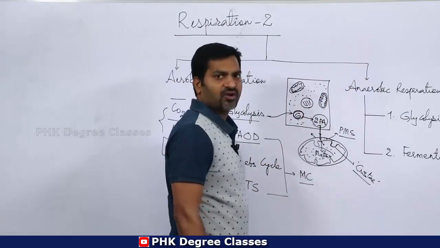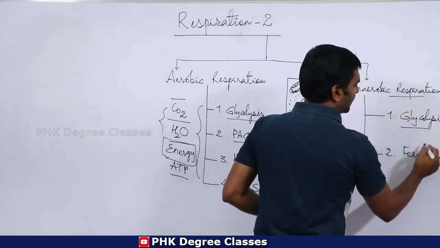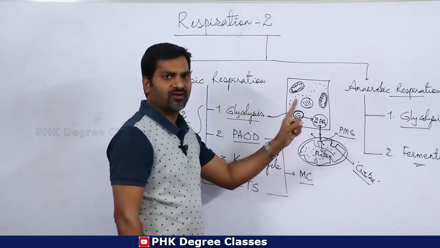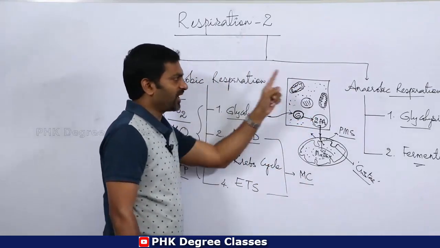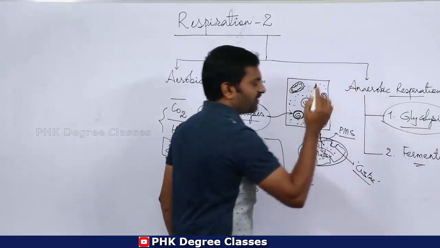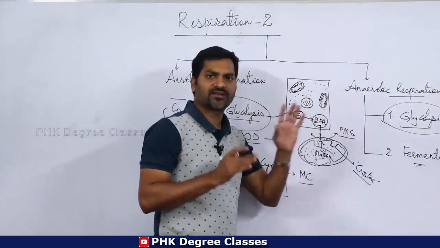Then come to anaerobic respiration. Here only 2 steps are found. One is glycolysis. Glycolysis is common to both aerobic and anaerobic. The first step is common in both respiratory types, one aerobic and the second anaerobic.